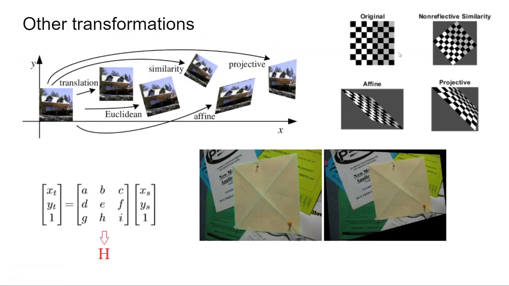So these are some examples here. This is the original image, and this is a similarity transformation, this is an affine transformation, and this is a projective transformation. In normal images we can see some projective transformation here. That can be converted back to the original one like this. There we are using this H matrix.